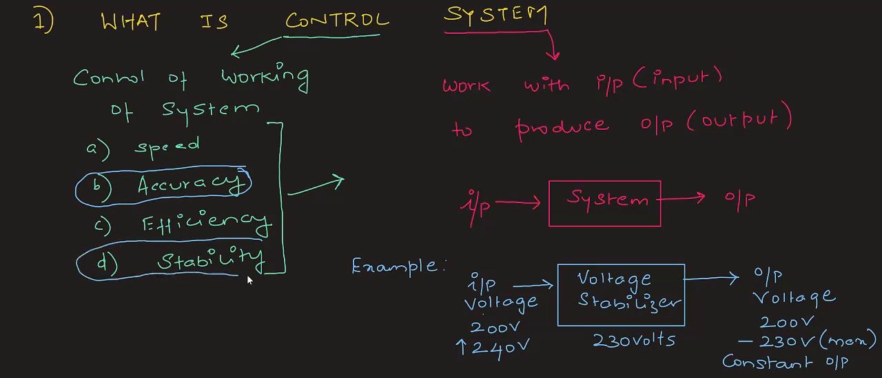So the voltage stabilizer in this case can be considered to have accuracy and stability. Similarly, for other control systems, other examples which we will be seeing, we will also see why the speed, or what we call the response of the system, as well as the efficiency, are important.